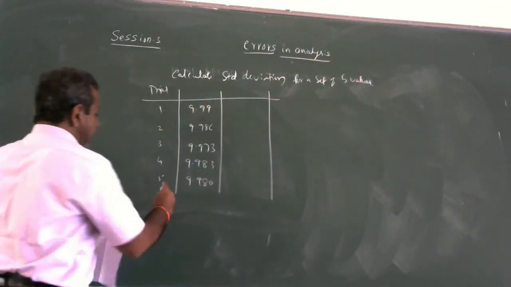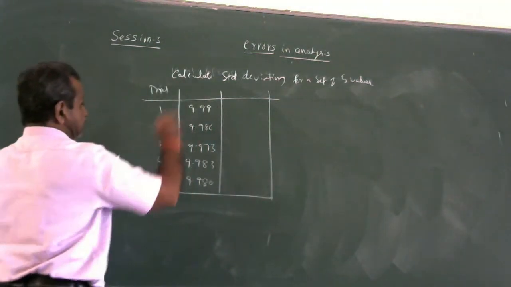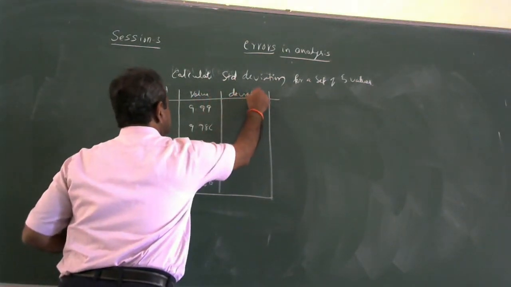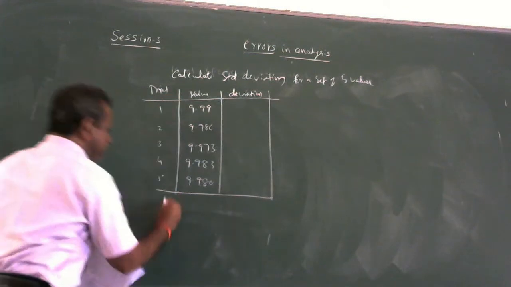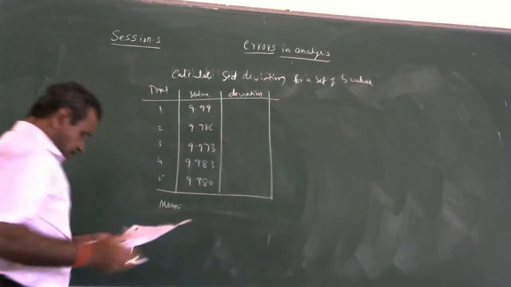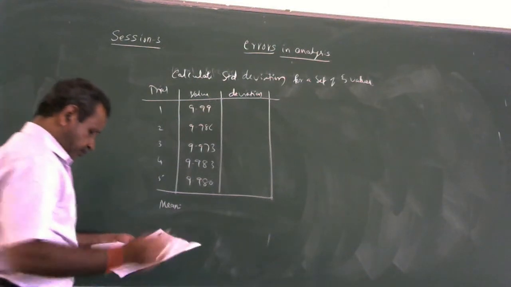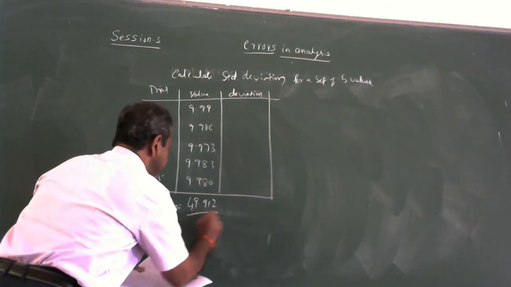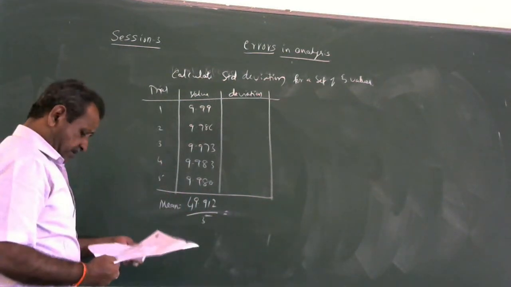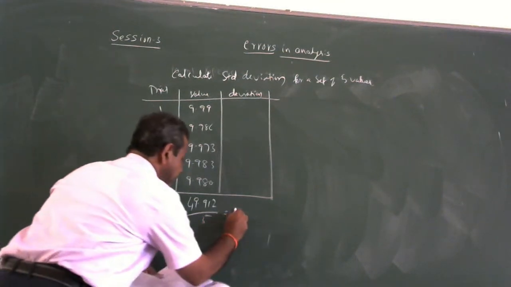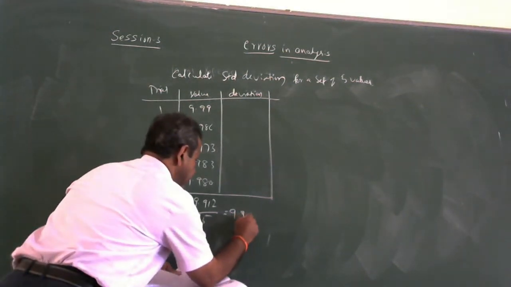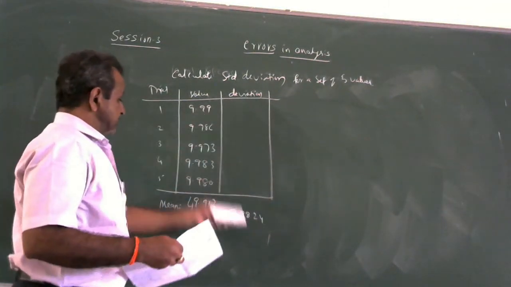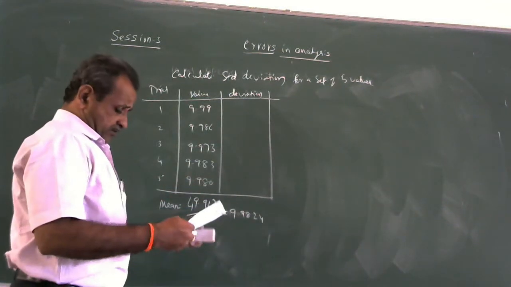Now we have to calculate standard deviation. To find the deviation, first we have to take the mean of these. The mean is 49.9225 over 5 values. It comes out to 9.98. Deviation is the individual value minus this.